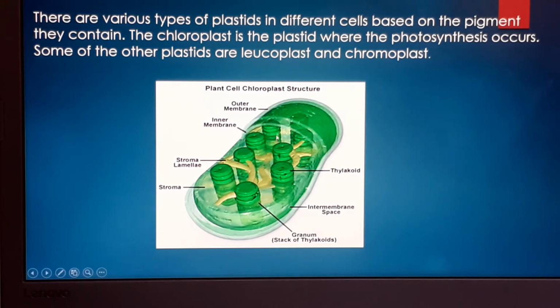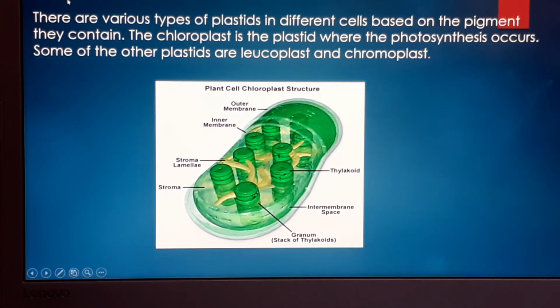See here, this is also like mitochondria. See here, these are the pure chlorophyll pigments. Here there is an outer membrane and inner membrane. Here this is the stroma, lamella. Next one, thylakoid. This is the disc-like structure present there. Then between these we have the intermembrane space. Then granum. This means these thylakoids are joined together and we have a stack of thylakoids. This is called granum. These are all present in the chloroplast.